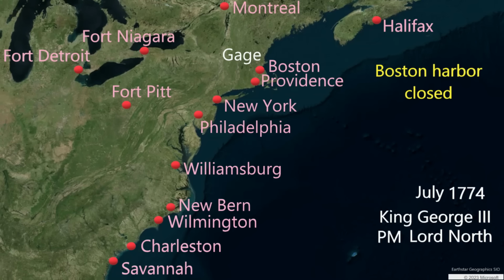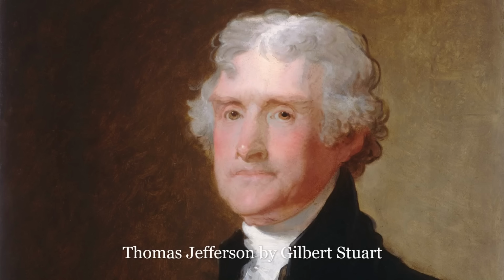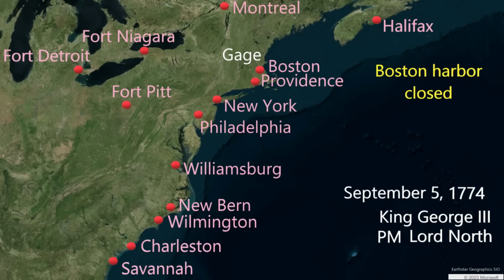July 1774. In Virginia, Thomas Jefferson publishes A Summary View of the Rights of British America, where Jefferson argues that the American colonies are free and independent. September 5th, 1774. The First Continental Congress meets in Philadelphia at Carpenter's Hall.